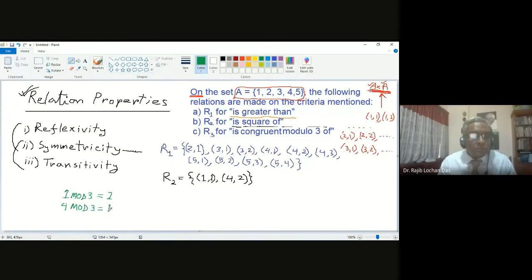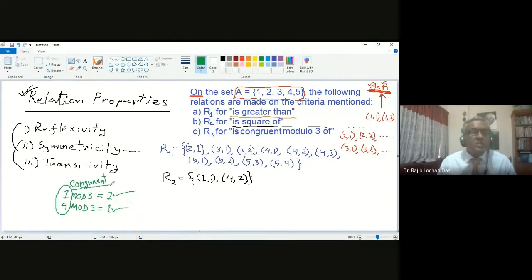So if you see, the answer is the same. If you take 1, then 1 mod 3 equals 1. If you take 4, then 4 mod 3 equals also 1. So we call 1 and 4 congruent. They are congruent because they are giving you the same result. In this case, they are giving you 1. So the meaning of congruent should be clear now.